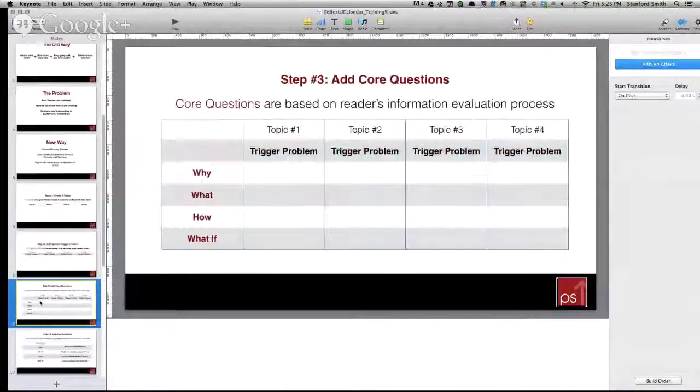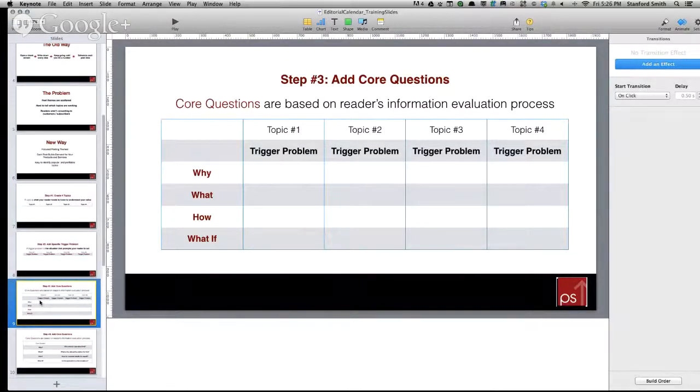Good. The next piece is that I want you to ask some core questions. Okay, some core questions, and these core questions are going to be based upon your reader's evaluation process, or how they learn. Now let me give you a little bit of background about this. First of all, when I was doing research on how people digest information, because I was really trying to figure out what is the best way to deliver information, okay? And I came across something called the format system, okay?